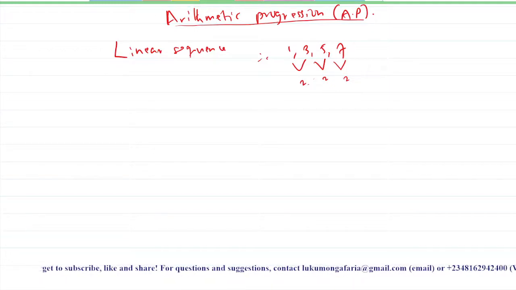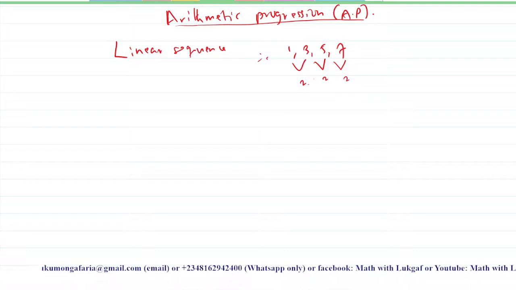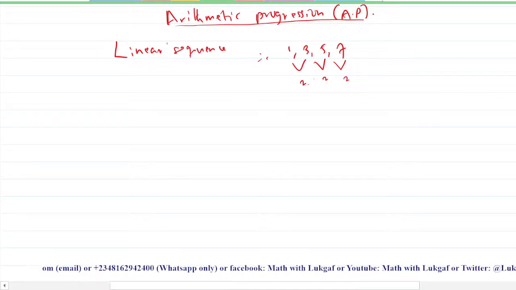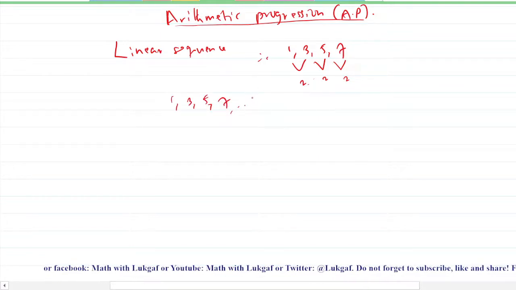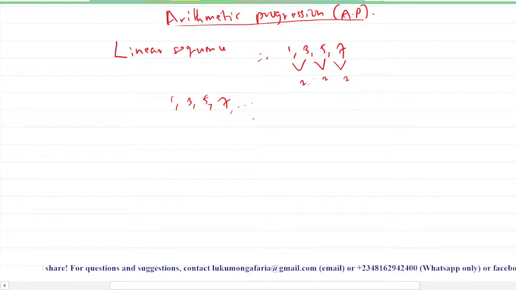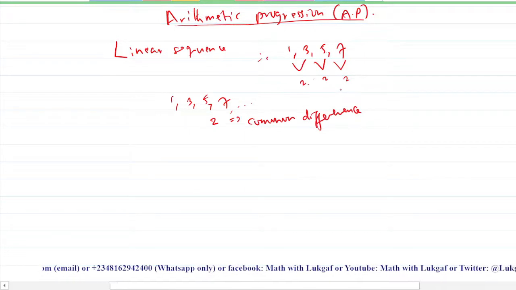So what we are going to do today is an AP, that is an arithmetic progression, which is also a linear progression. If you notice from the example I gave, 1, 3, 5, 7, we have a constant, and that constant is common to two consecutive terms. So that constant here, which is 2, is known as the common difference.